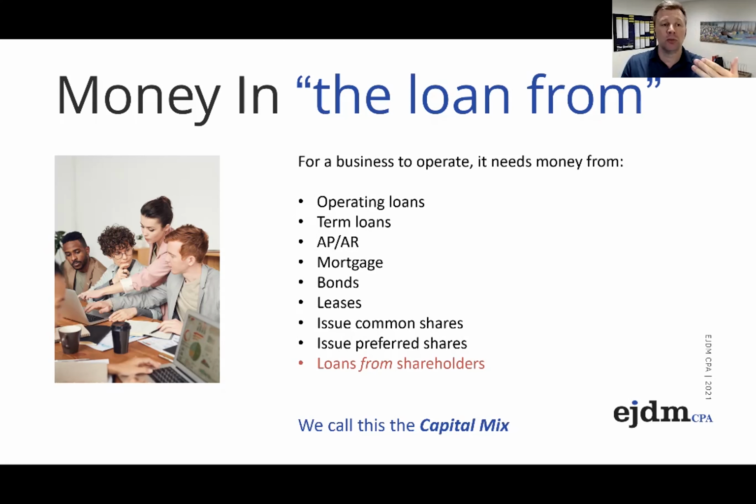I might have a mortgage on my property. Maybe I own a building, something like that. I might have issued bonds to people, which are an interest-bearing type of loan that have a maturity date that they can call back. I might use leases for my equipment, some things like that. Or I might be issuing common shares or preferred shares. And those are really just the equity pieces that are going to generate some cash.